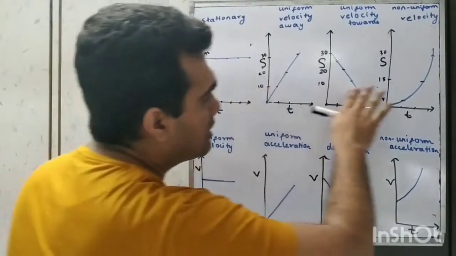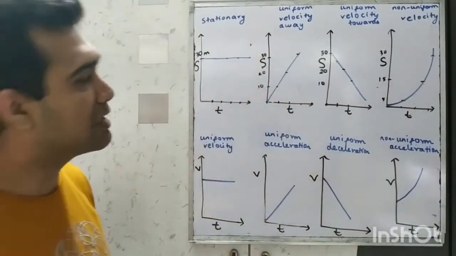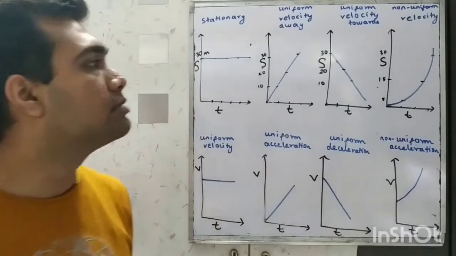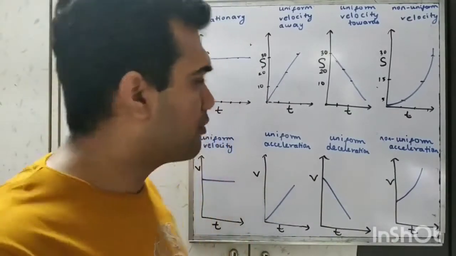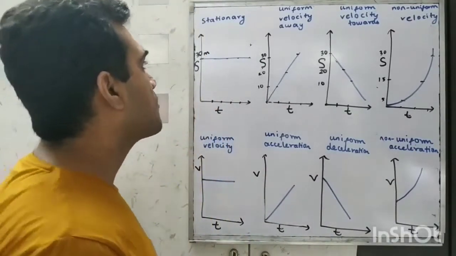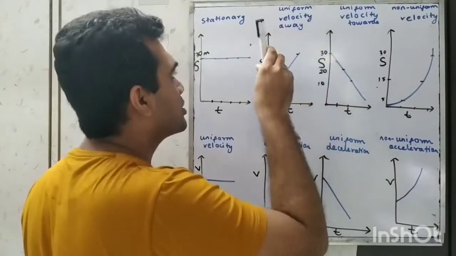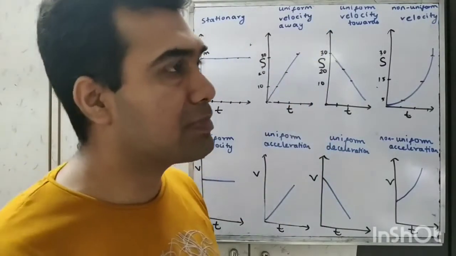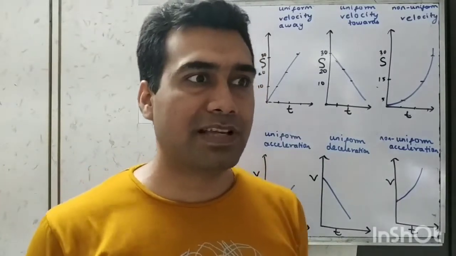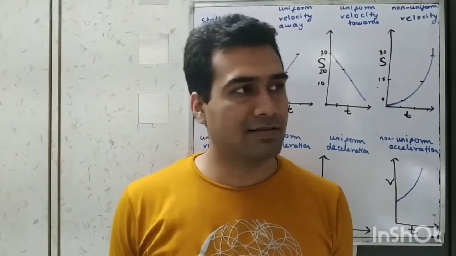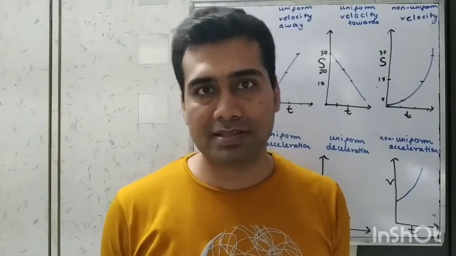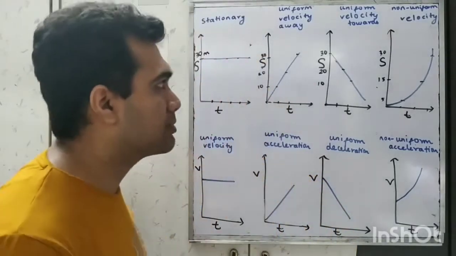So these are the displacement time graphs. Now let's study the velocity time graphs. But before that, a few points to note here. The graph cannot be a vertical line. It cannot be parallel to the y-axis, because that would mean it can cover infinite displacement in 0 time. That means it has infinite velocity, which is not practically possible.